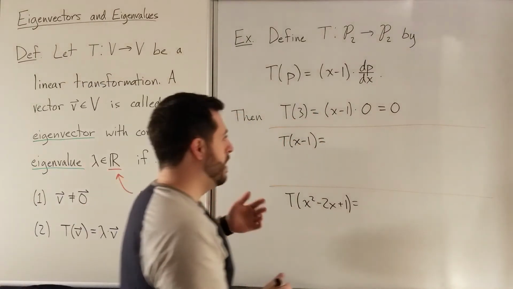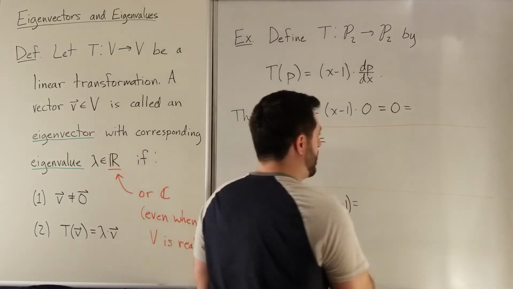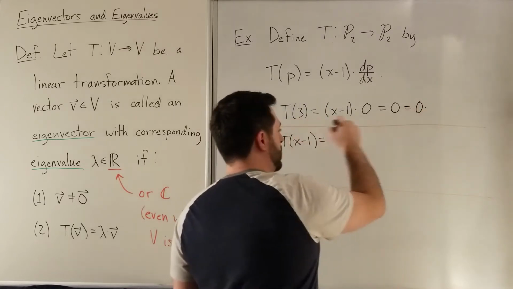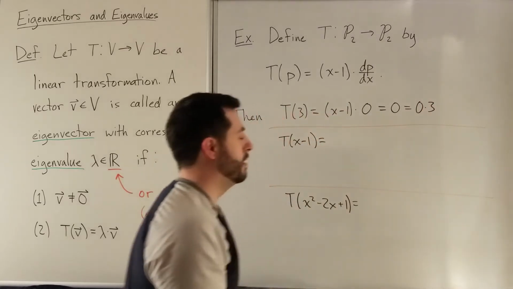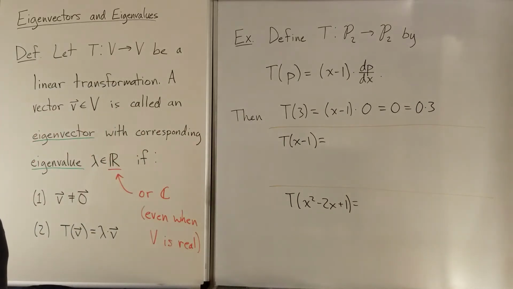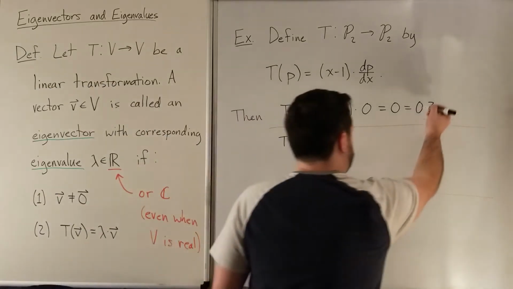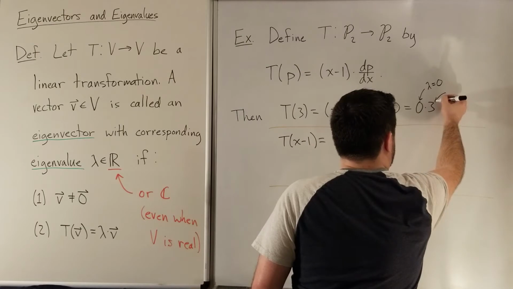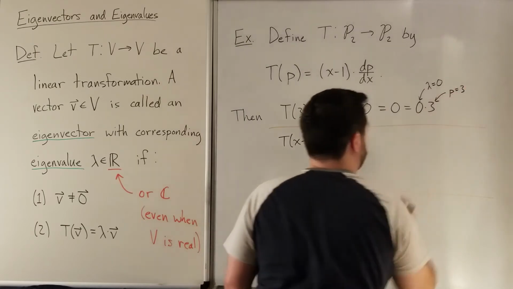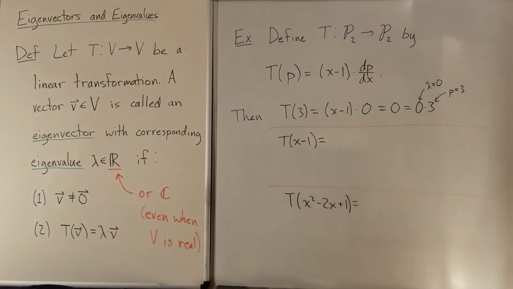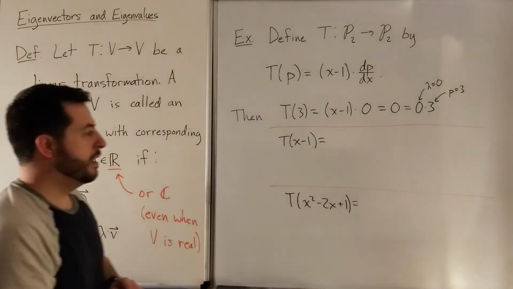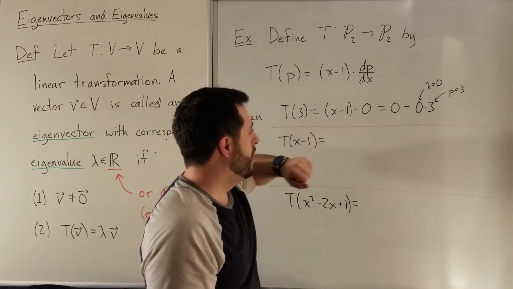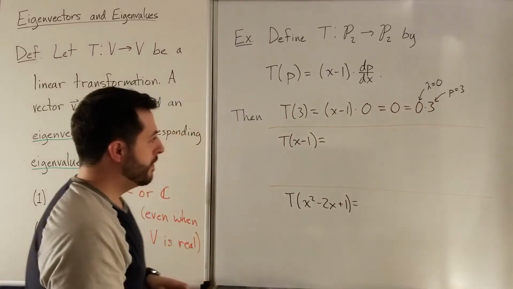What does it mean to have a 0 out there? Well, the idea is that I want to rewrite this in the format that looks like a number, in this case 0, times the original vector that I plugged in, which is the polynomial 3. Okay? 0 is equal to 0 times 3. And so we have here lambda is 0, and the vector that we plugged in is 3. So p is not allowed to be 0, but lambda is allowed to be 0. There's nothing wrong with having lambda be 0 here. So 3 is an eigenvector of this transformation T with a corresponding eigenvalue 0.